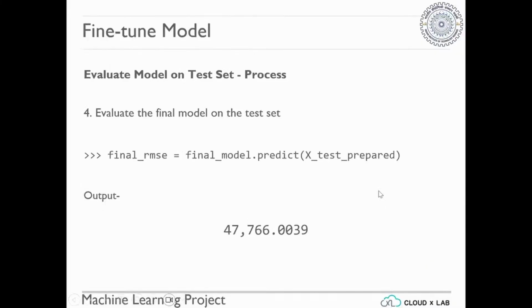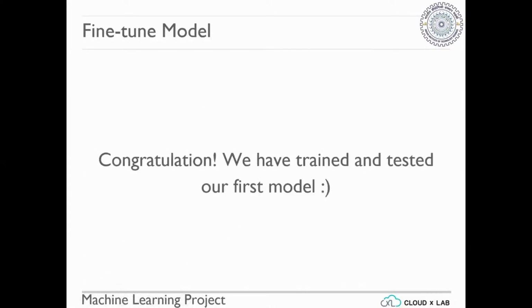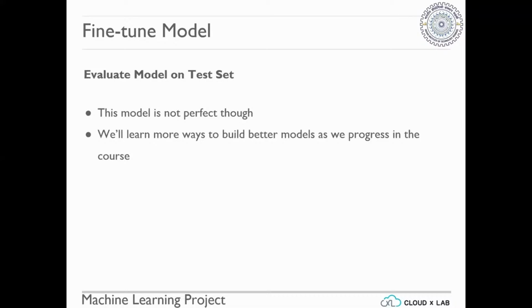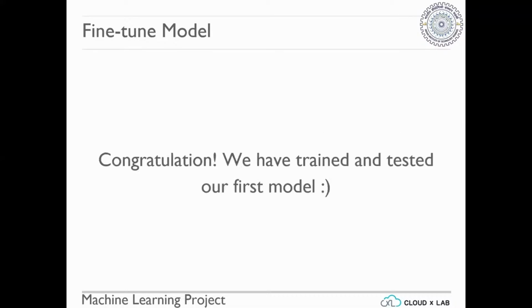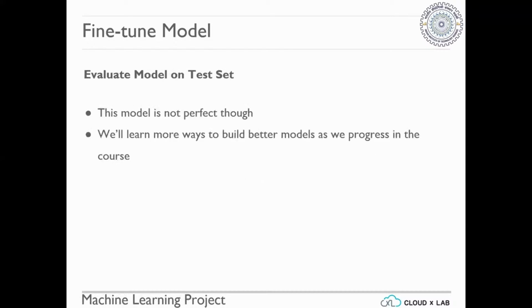It's a summary of what we've done. Here we are evaluating a model, but as you can see, since we are getting a 47766 error, even this model is not so perfect. The best model is not so perfect because the root mean square error is high.